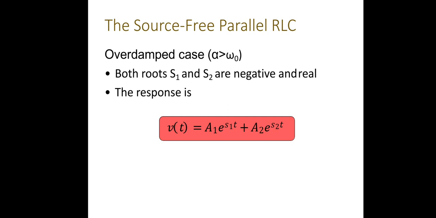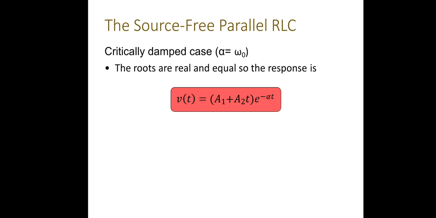Similarly, for this source free parallel RLC circuit, the critically damped condition is where alpha is equal to omega naught. So the roots are real and equal, and the response is C1 plus C2 t into e power minus alpha t. Therefore V of t is equal to A1 plus A2 t into e power minus alpha t. When the roots are equal, it forms the critically damped condition case. So the auxiliary equation will be like this.